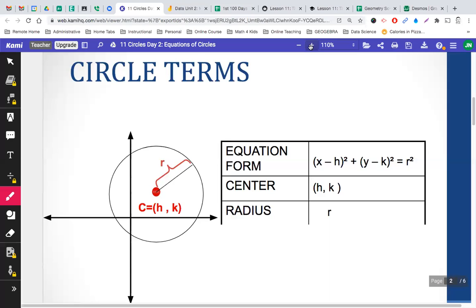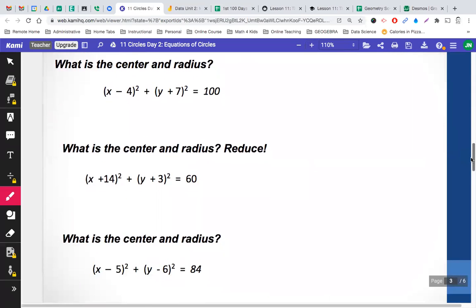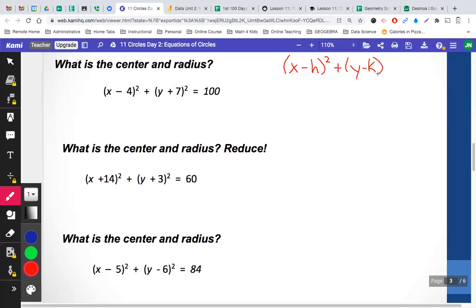All right, so there's our equation. Let's see if we can identify the center and the radius for these three examples. Now, you do need to be careful. Again, the standard form is x minus h squared plus y minus k squared equals the radius squared.